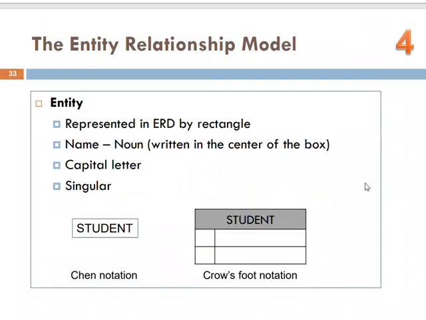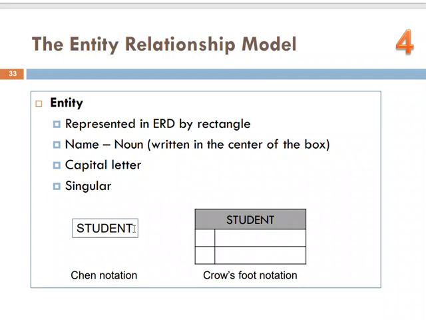Okay. ERD, we have entity. Okay, entity yang saya sebutkan awal tadi. Okay, for entity, it is represented in ERD by a rectangle. Okay, and then the name of the entity will be written in the center of the box in capital letter, and usually it is written as singular. For example, student. Okay, written in capital letter, huruf besar dan singular.